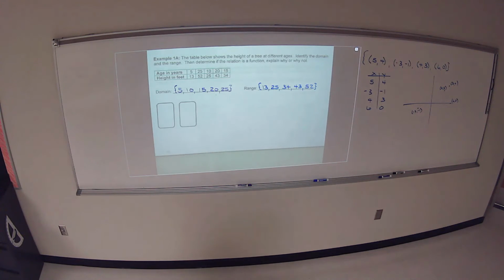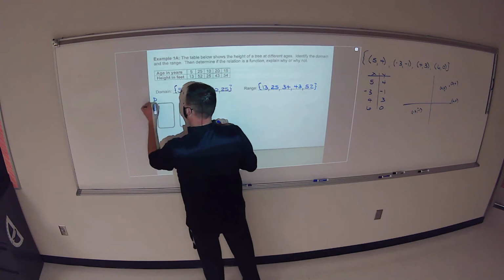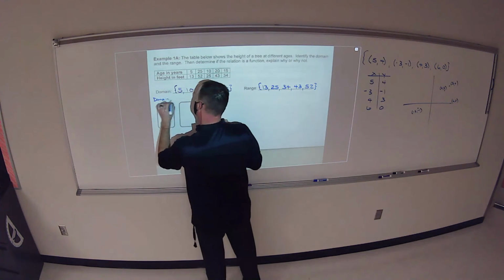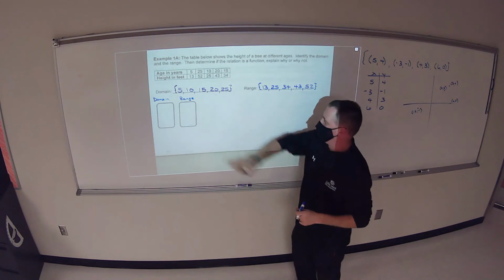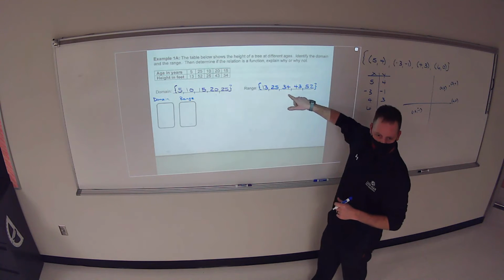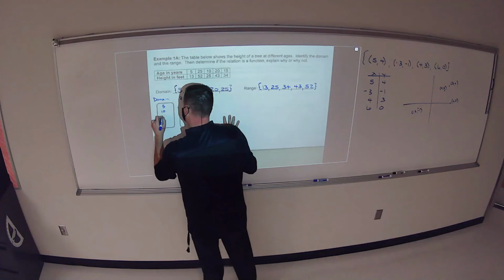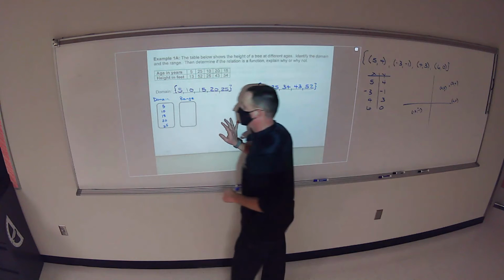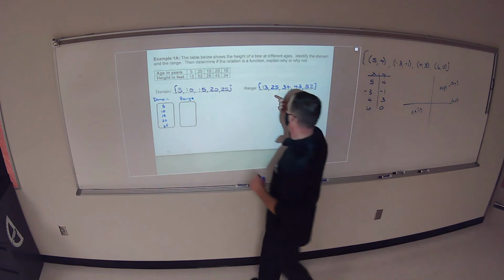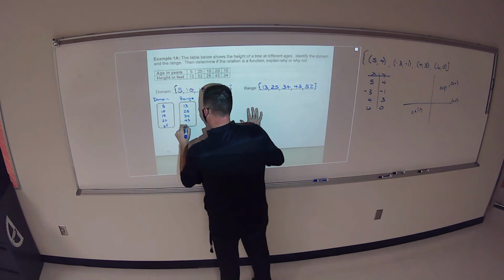So when I go to list my domain and range here, okay, this value right here is going to be my domain. This value right over here is going to be my range. When I go to create my mapping diagram, I'm going to follow the same rules that I did right here. Least to greatest, no repeating values. So I have 5, 10, 15, 20, and 25. Okay, and over here, we have 13, 25, 34, 43, and 52.